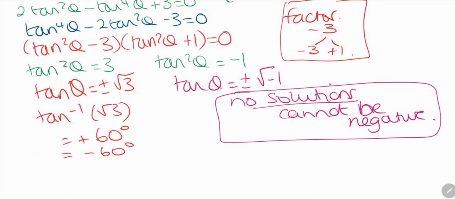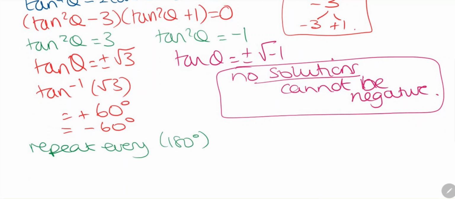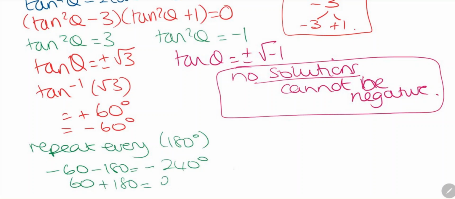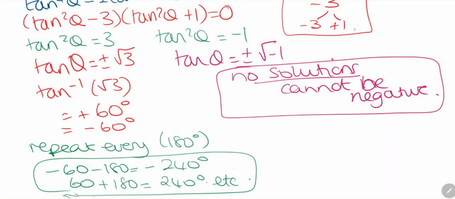Now this will repeat every 180 degrees. So this is going to be minus 60 minus 180, so we'll also have minus 240. And 60 plus 180, we'll also have a value at 240. And this will continue to infinity.